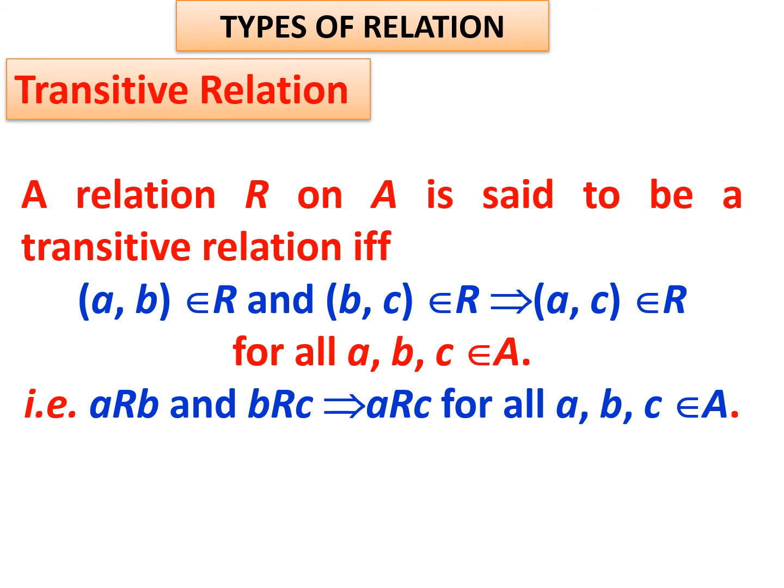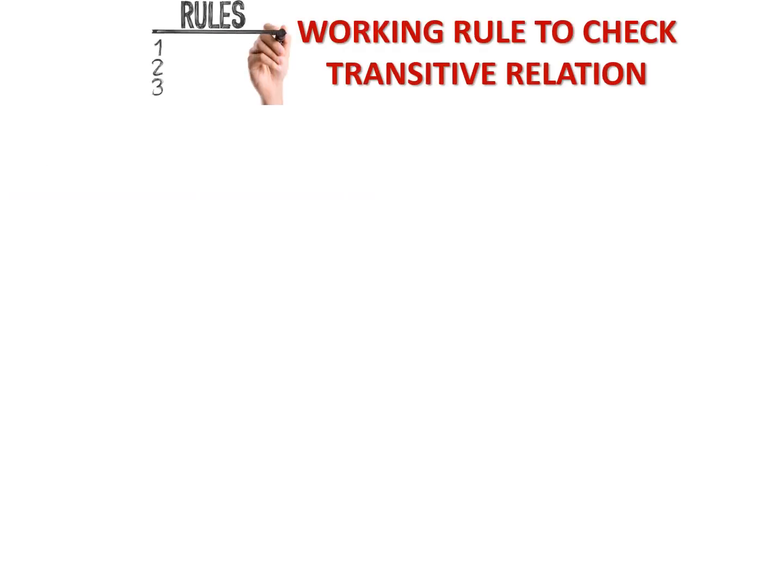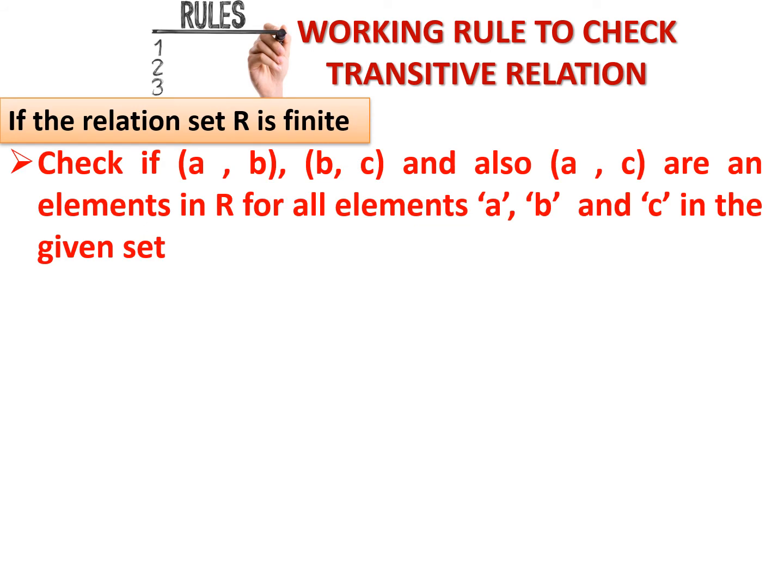Here we are taking three elements. The relation passes from first to second, second to third, therefore first and third are related. We have to take the elements and check. Let us see the working rule. If it is finite, very simple: take (a, b), (b, c) and check whether (a, c) is also there. If it is not there, declare that it is not a transitive relation. If it is also there, then it is a transitive relation.